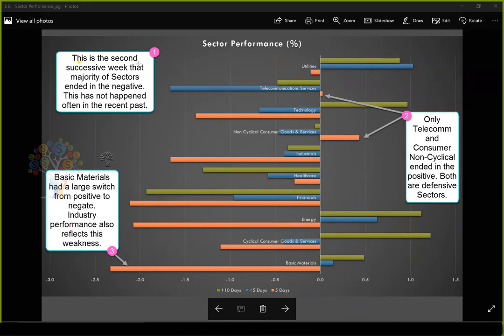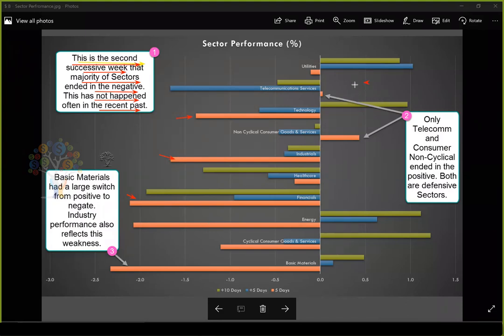This is the second successive week where the majority of sectors ended in negative. Earlier, we were seeing that one week they were positive, one week they were negative, showing the flip-flop, but this week that changed a bit. This is the second successive week where most of the sectors you can see ended in negative with the red bar coming to the left side.